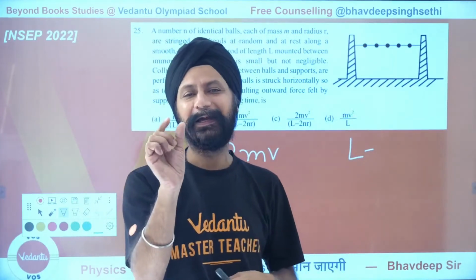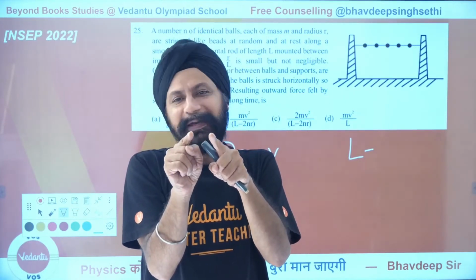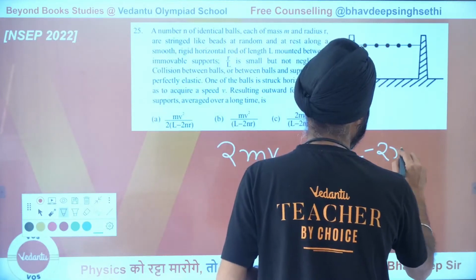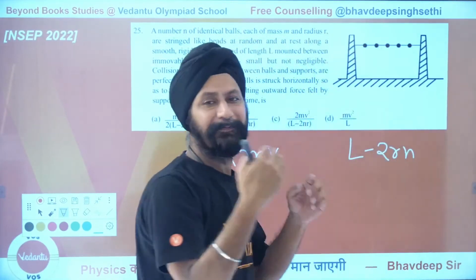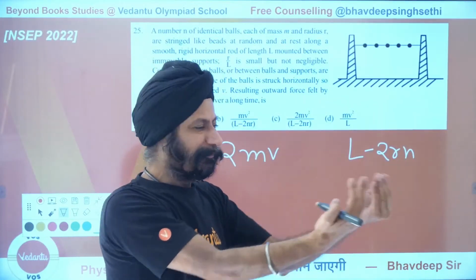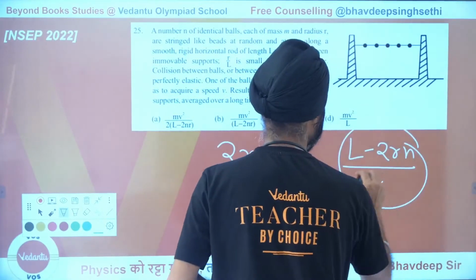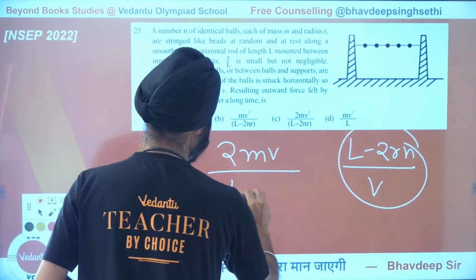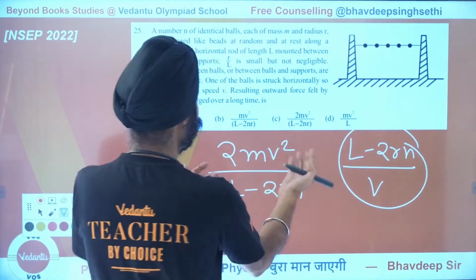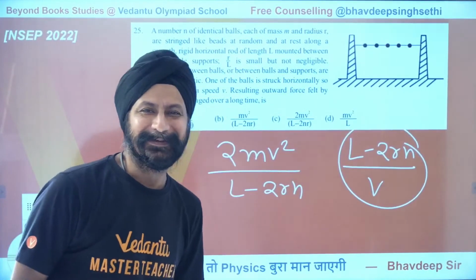Each bead is taking up 2r, the diameter. So n beads would take up 2r times n, so minus 2rn. This is the length available for that movement. That length available for that movement divided by the velocity is the time that you have to plug in here. L minus 2rn, divided by v, so that jumps up, and that is your answer. Beautiful question, isn't it?